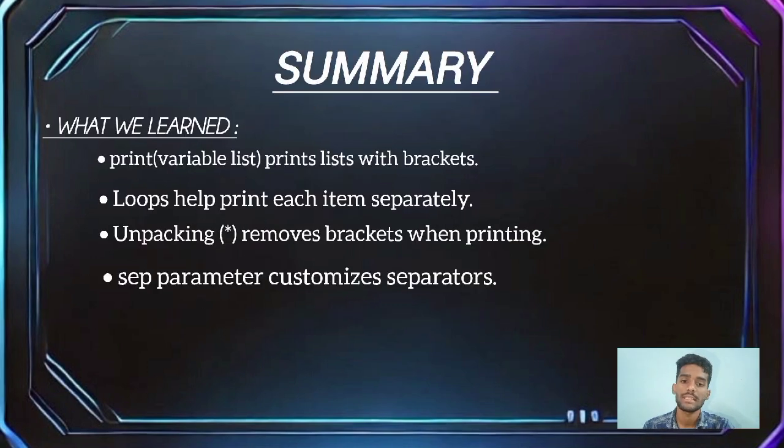Let's summarize and conclude. Let's quickly summarize what we learned today. Print variable list prints the entire list with brackets and commas. Using a loop, we can print each item on a new line. The star operator unpacks a list, printing elements without brackets. The sep parameter allows us to customize separators between elements. By using these techniques, we can control how lists are displayed in Python.